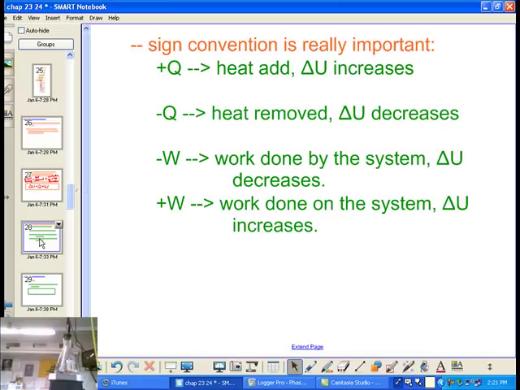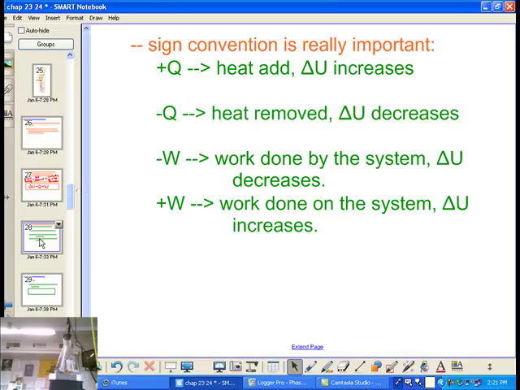We do this with pluses and minuses. This is where people get in trouble. Positive Q, negative Q. Well, that's pretty straightforward. I add heat, delta U goes up. Temperature goes up. Negative Q, heat is removed. Delta U decreases.